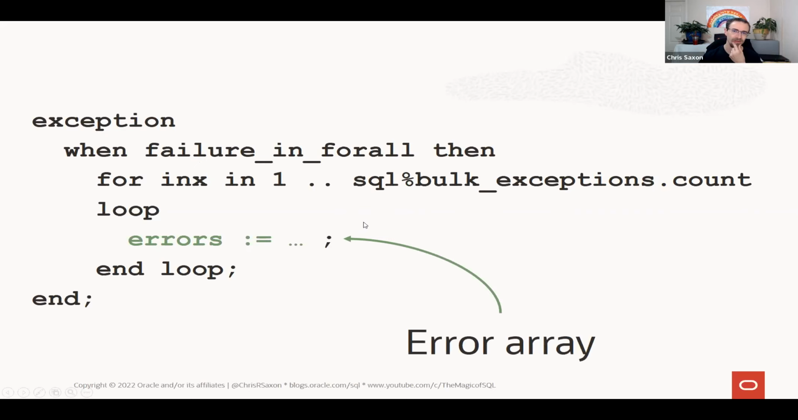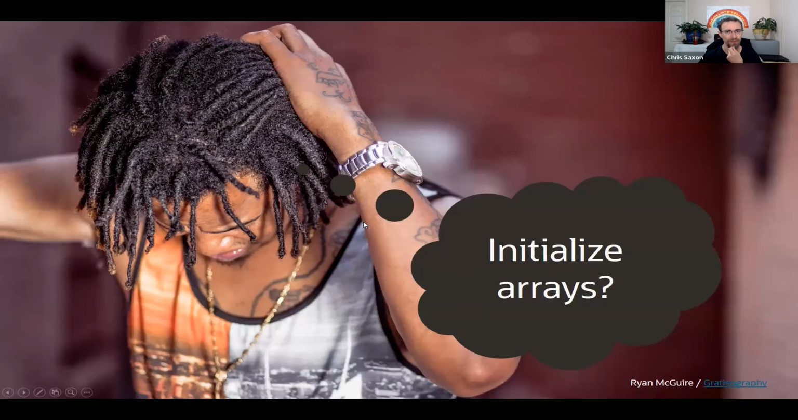And that leads on to another kind of interesting question. What about initializing arrays? I've said there's lots of stuff we can do to improve loops. What about managing arrays too? Well, this again was something which could be quite clunky in previous versions of Oracle database.